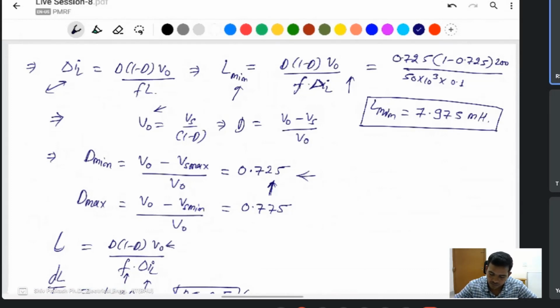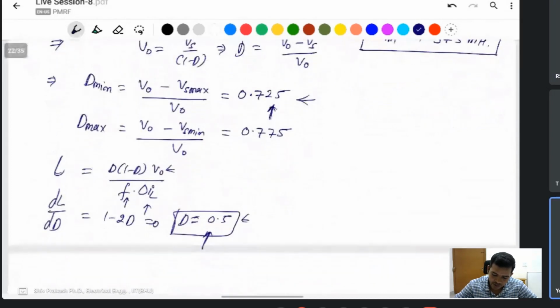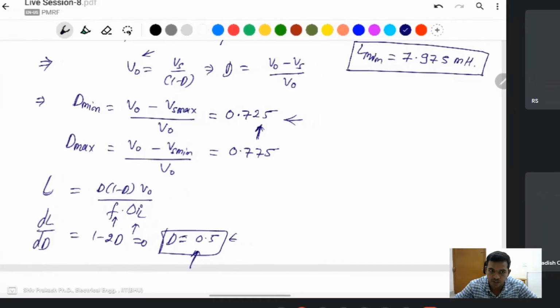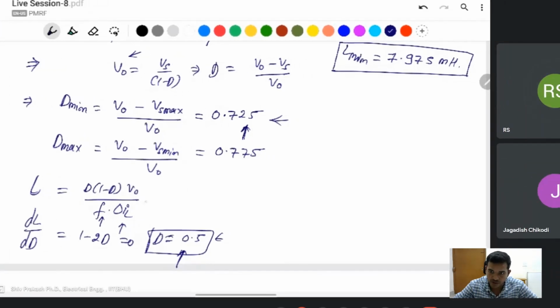Sir, actually here the input voltage is having ripple. Yeah, that's why I rearranged this. Now our input voltage is eliminated from here. That's why I take only output voltage in this equation. If you take input voltage, then you have two variables, input voltage and duty ratio. But here there is only one variable, the duty ratio.